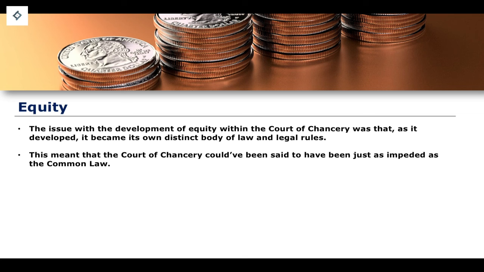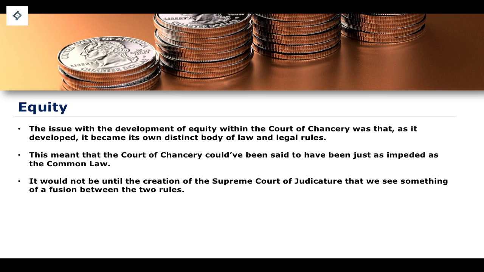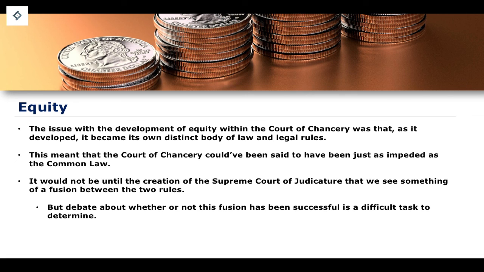But as it begins to develop into its own distinct body of law and legal rules, partially because of the influence of judges being part of the Court of Chancery, you could argue that the Court of Chancery began to become impeded just in the same way that the common law was impeded, with quite strict adherence to legal principles. And it wouldn't be until we see the Supreme Court of Judicature that we see something of a fusion between these two rules. Now, there is still debate about whether or not fusion has actually happened, and this is something that we're not going to get into in this series of lessons, but the quote-unquote fusion debate around whether or not law and equity have actually officially fused together, or that they still remain distinct despite having the same area of jurisdiction, is a debate that will continue to take place.